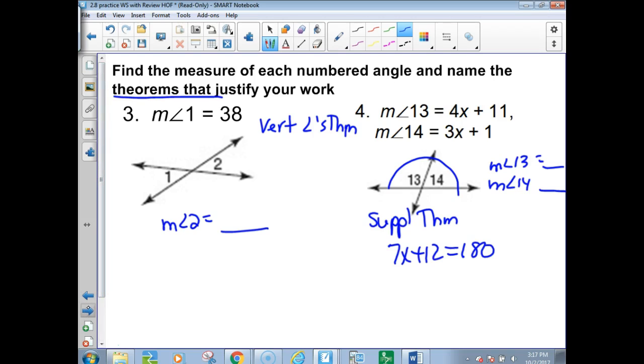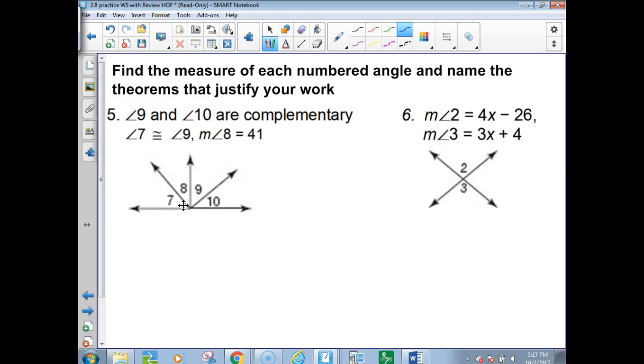Okay, let's do a little bit more on the proof together. This is a little bit trickier, but you're going to use 2 theorems on number 5. You're going to use the complements theorem, because if 9 and 10 are complementary, then so are 7 and 8. And the congruent complements theorem.